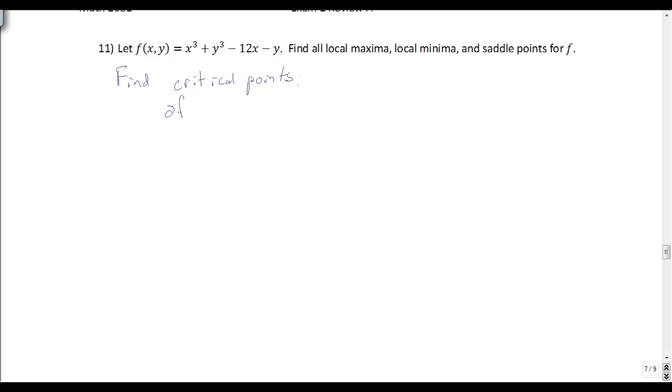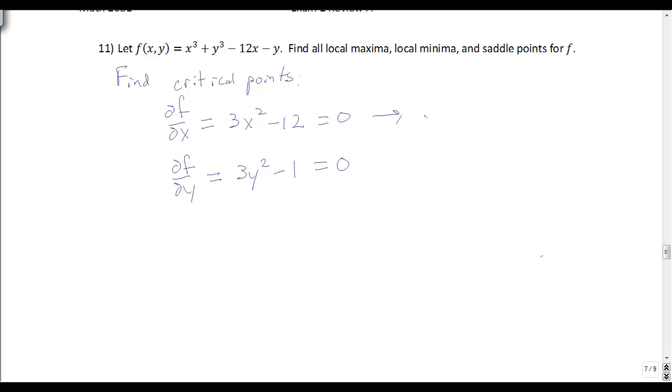I'm going to take the partial of f with respect to x, and what I get is 3x squared minus 12. Then the partial of f with respect to y gives me 3y squared minus 1. Now, what I need is both of these to equal 0 at the same time, or one of them to be undefined, but they're defined for all x and y. So I'm going to get a system of two equations with two unknowns, but they're quadratic, or can be uglier. Sometimes this takes some creativity to solve. In this case, it's not so bad.